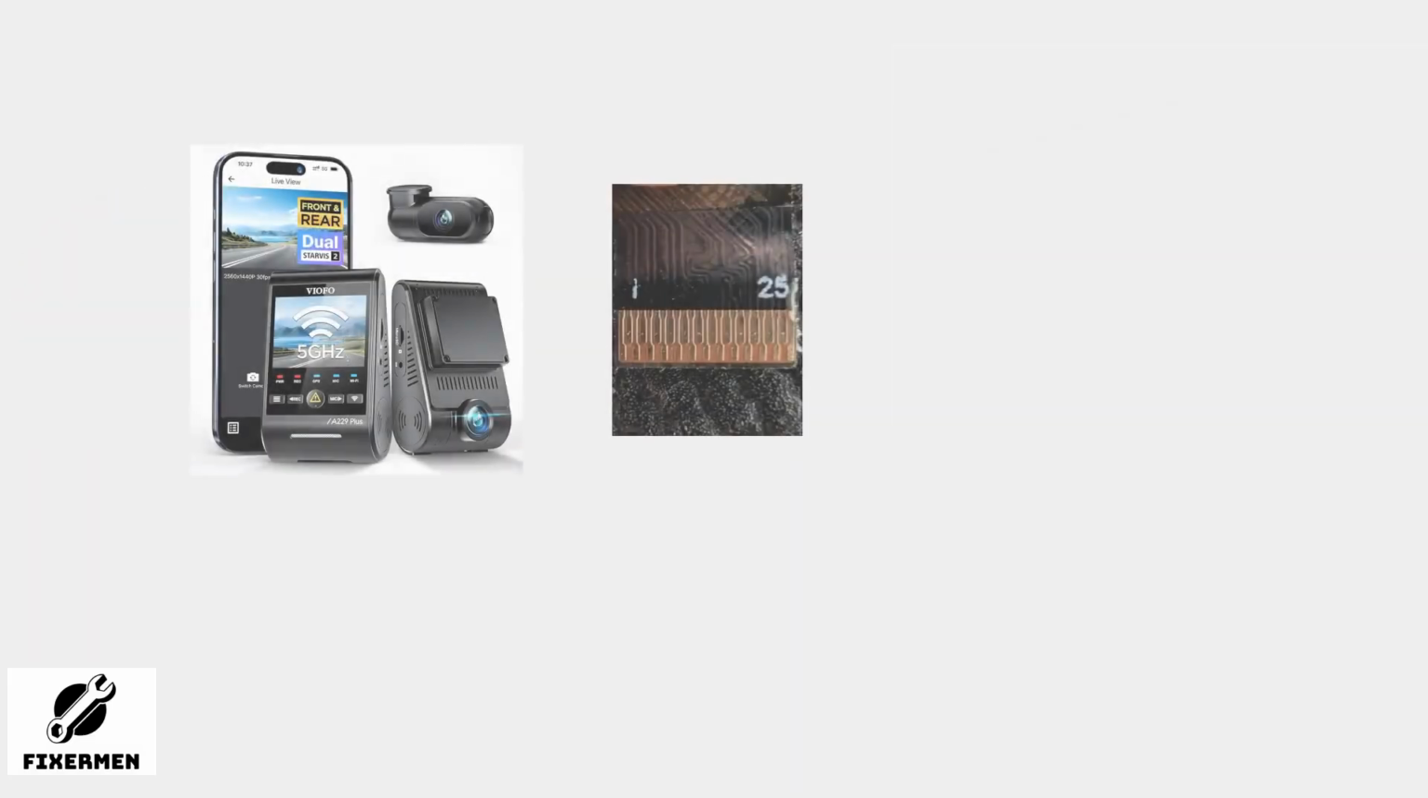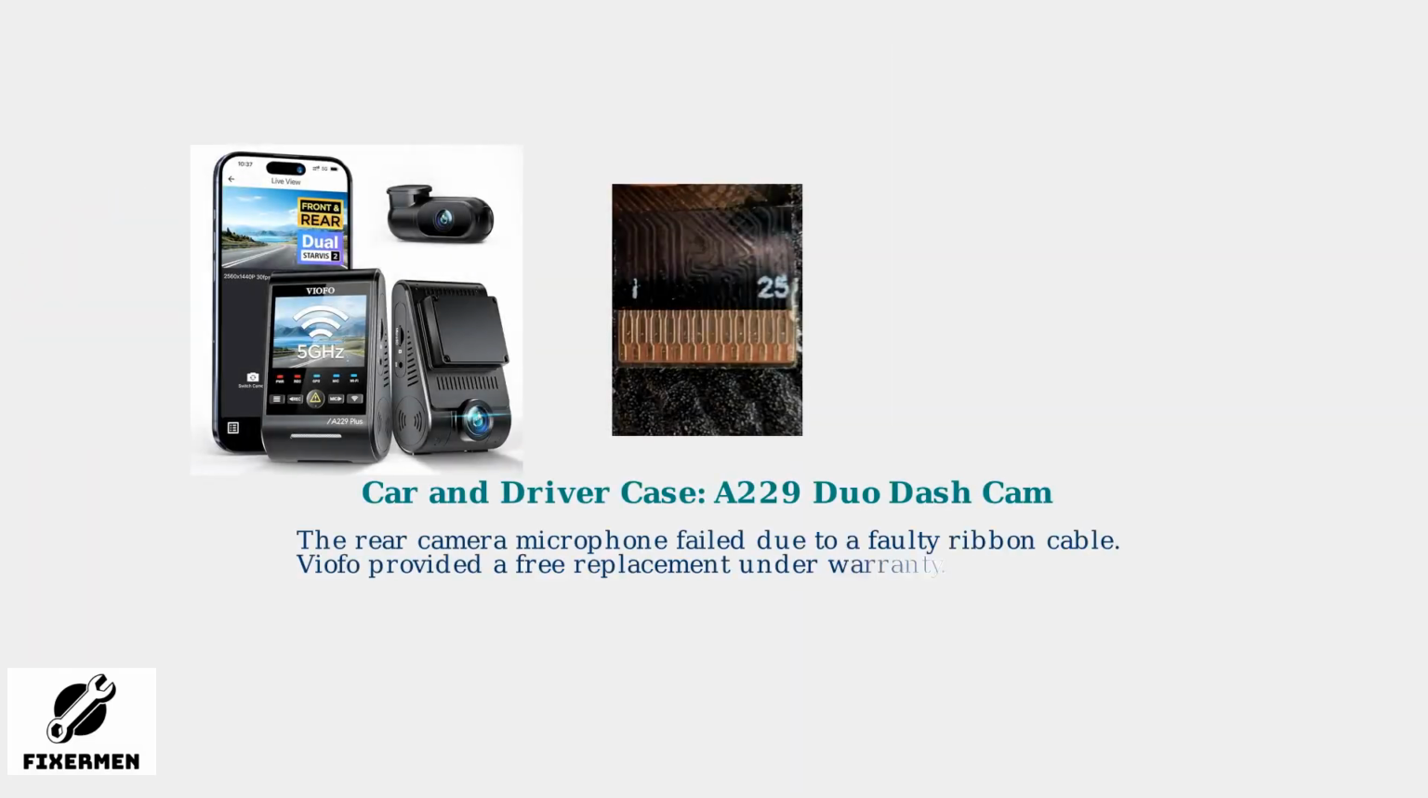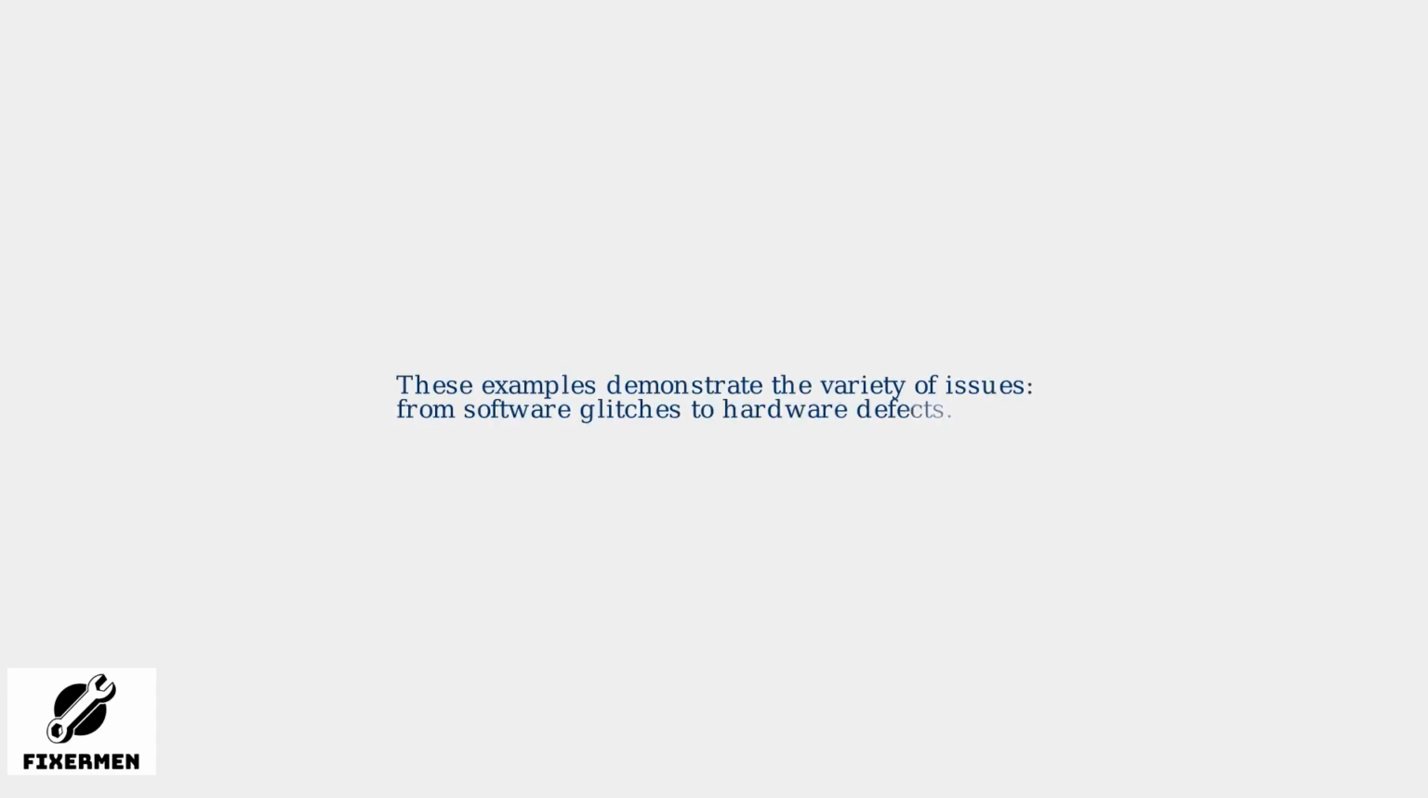In another case, Car and Driver magazine identified a faulty ribbon cable, causing the rear microphone to fail in the A229 Duo model. Viofo honored the warranty with a free replacement, highlighting the importance of hardware inspection. These real-world examples illustrate the broad range of potential microphone issues, from software updates and settings to physical hardware components. Understanding these cases can help prevent similar problems in your own dashcam setup.